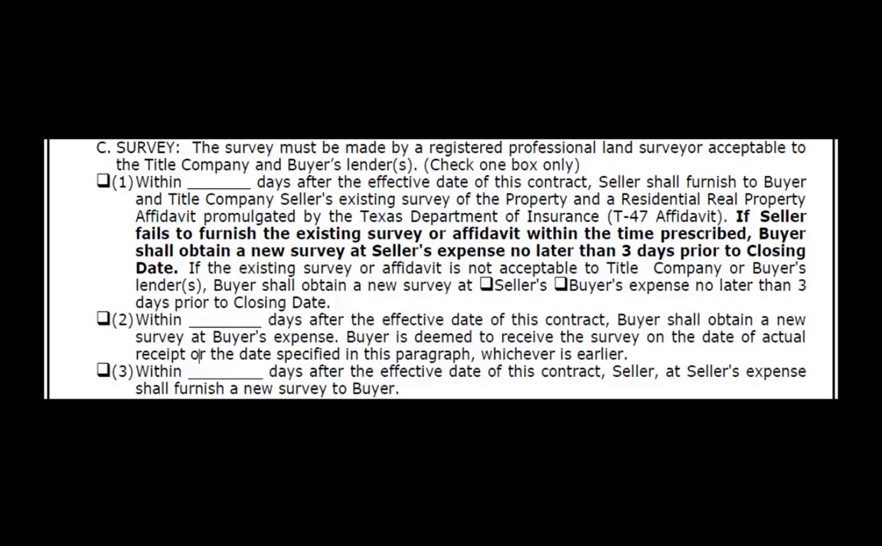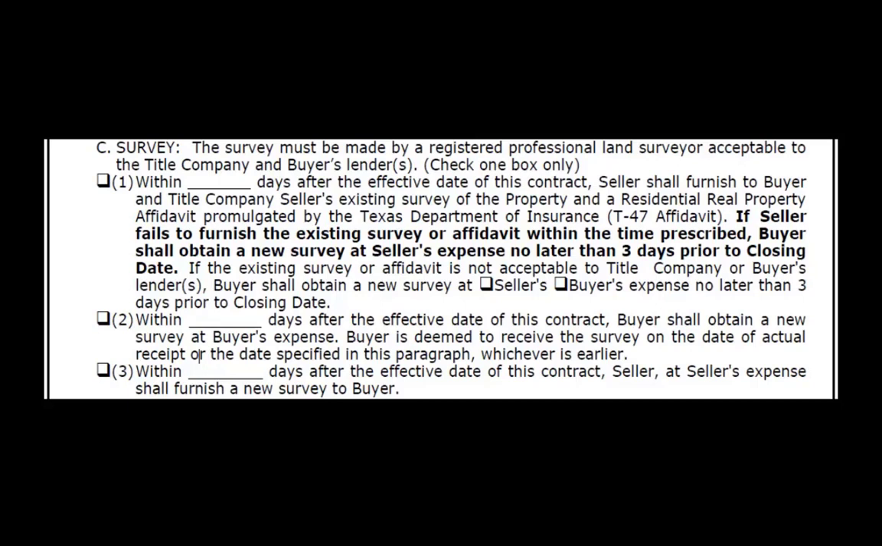Okay, so let's go back up to the top, and I'm just going to read through this and nerd out on it. Okay. The survey must be made by a registered professional land surveyor, no problem, acceptable to the title company and the buyer's lender. Okay. So it's got to be acceptable to the title company and buyer's lender. All right. Let's say that we're checking box number 1. Within blank days after the effective date of this contract, the seller shall furnish to buyer and the title company the seller's existing survey of the property and a residential real property affidavit promulgated by the Texas Department of Insurance.